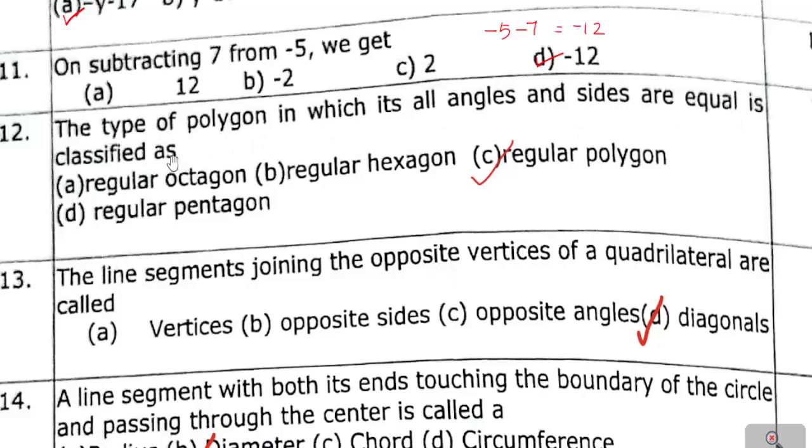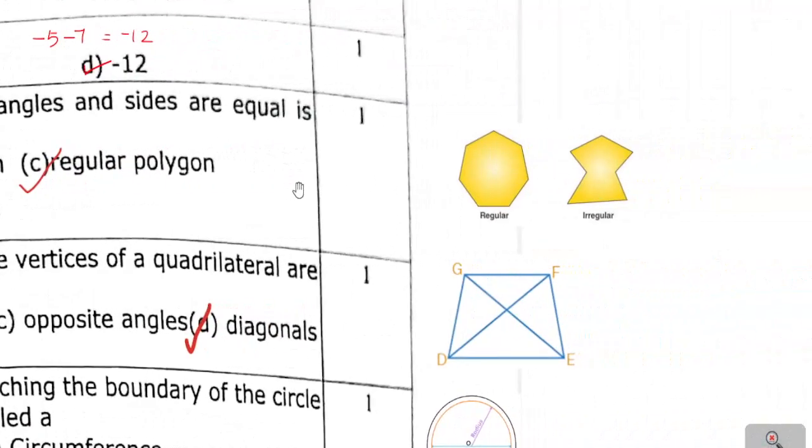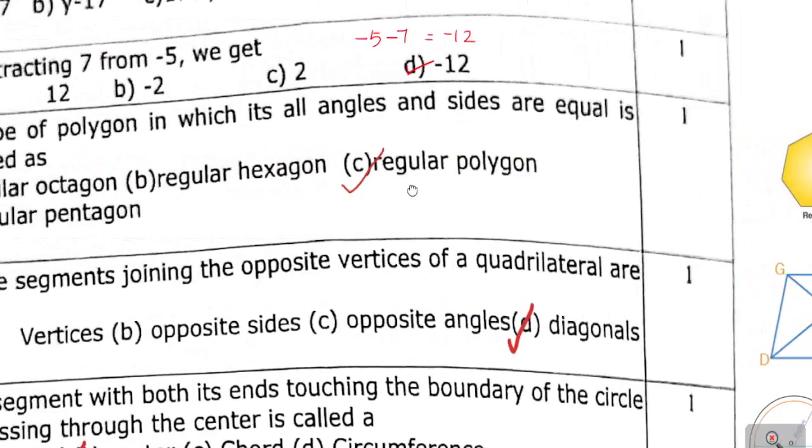The 12th question, the type of polygon in which all angles and sides are equal is classified as regular polygon. Please see here, this is the regular polygon. Here the angles and sides are equal. This is an irregular polygon. So the answer is the regular polygon.